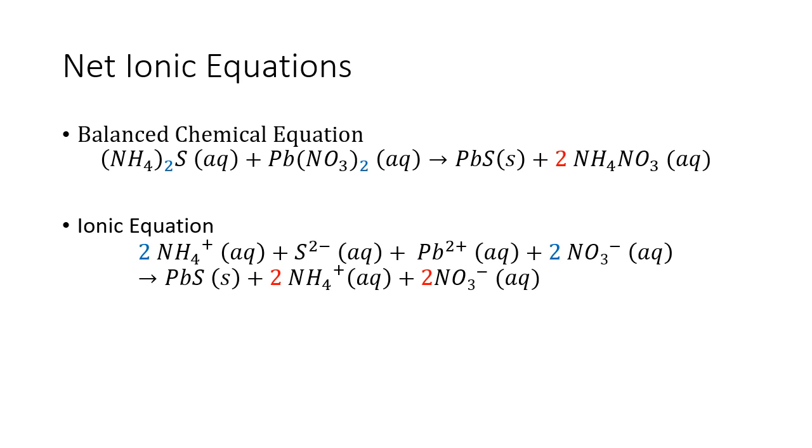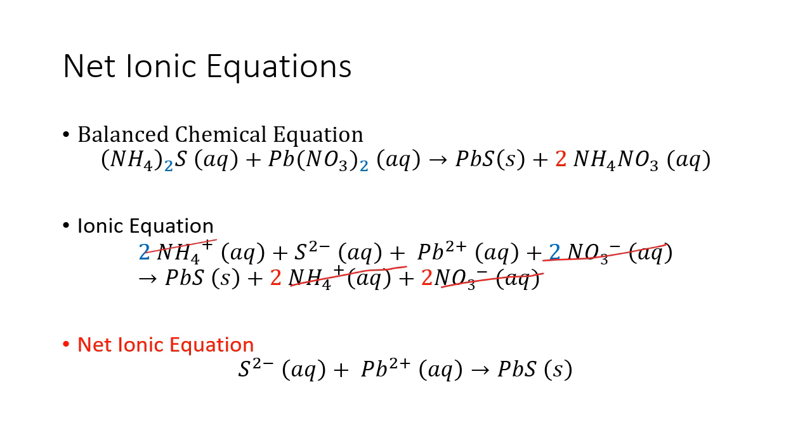A net ionic equation gets rid of anything that is the same chemical species on both sides of the ionic equation. So if you look at our example here, we have ammonium and nitrate ions on both sides of the equation, and so we cross those off. Those are called spectators. They're watching the other chemicals react. Once you have crossed off your spectator ions, rewrite the remaining materials, and that is your net ionic equation.